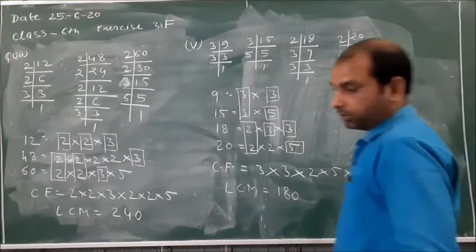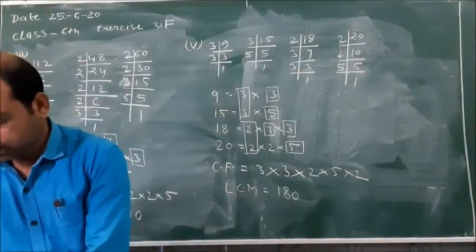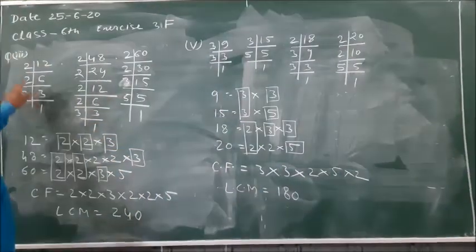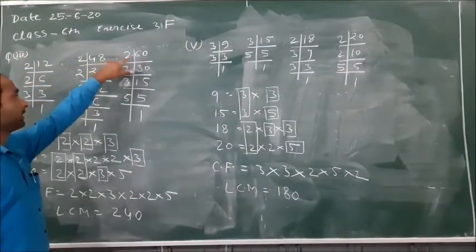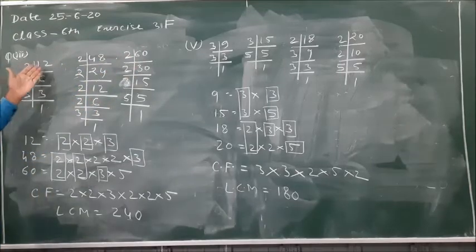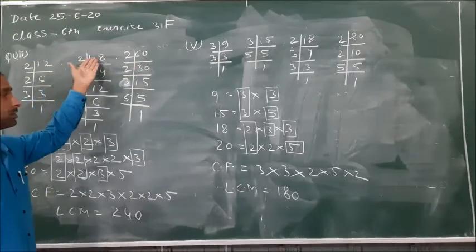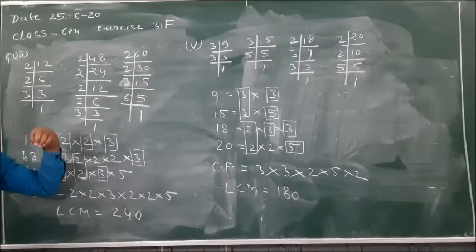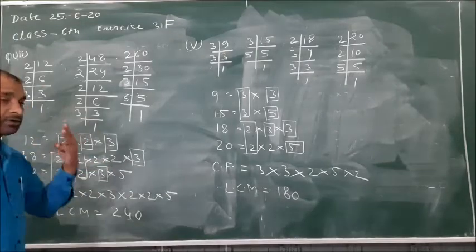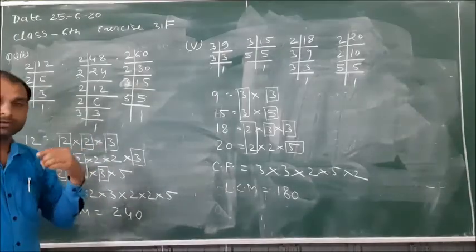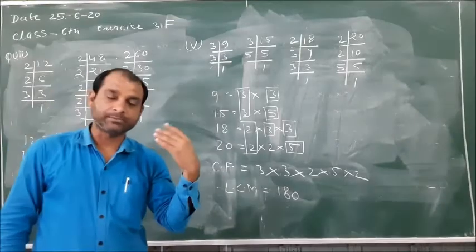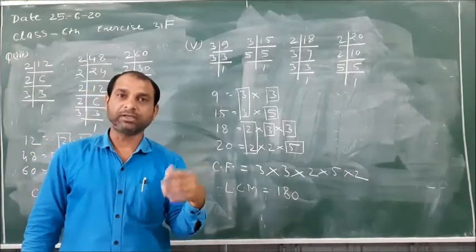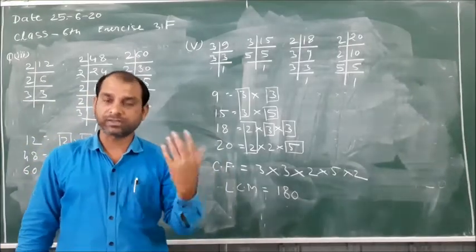Now dear children, question number third: 12, 48 and 60. We find the prime factors of 12, 48 and 60. First we divide by 2. After 2 we divide by 3. After 3 we divide by 5. After 5, 7. After 7, 11. After 11, 13. After 13, 17.